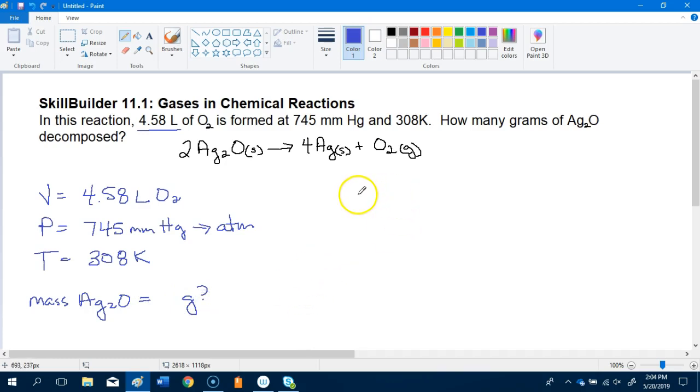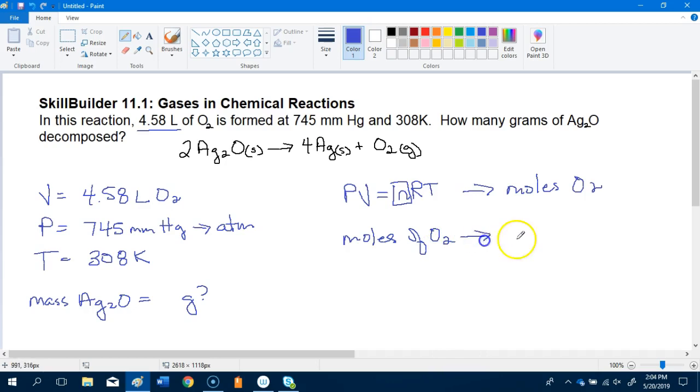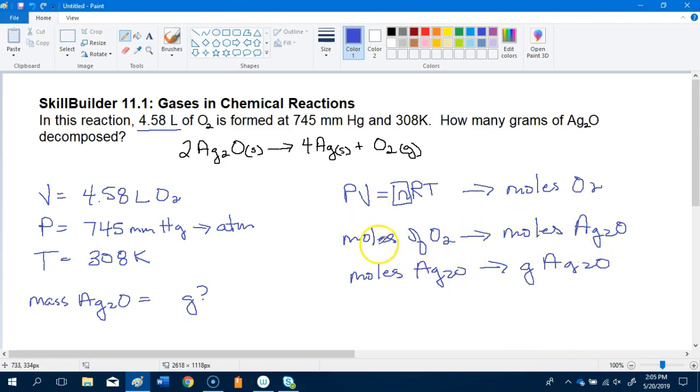So what we are going to be looking to do is using PV equals nRT to get moles of oxygen. That will give us moles of O2, and then we're going to use those moles of O2 to get moles of our silver oxide, and then once we have our moles of silver oxide, we will find our grams of silver oxide. So that's our solution map that we're going to go through.